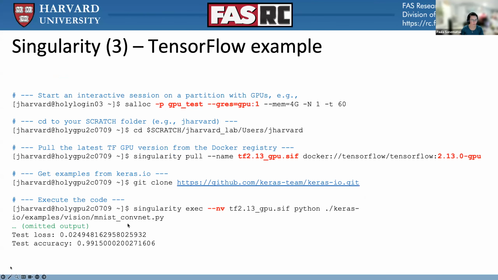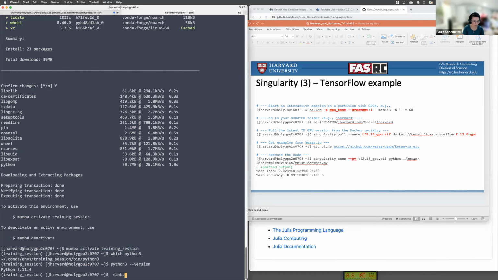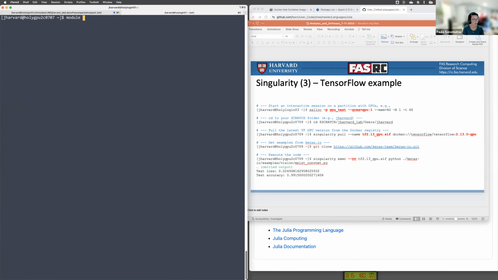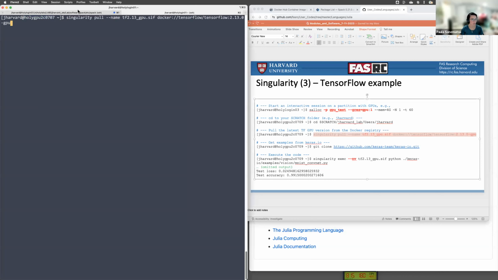And I will show one example. I won't do the whole thing because it takes a long time. Let me just deactivate here. Okay. I'm already in a GPU node because sometimes it takes a little while to get. So what you would do is singularity pull, then the name of your image, and the TensorFlow image that I would like to get is TensorFlow 2.13, the GPU kind. There's also a CPU kind.